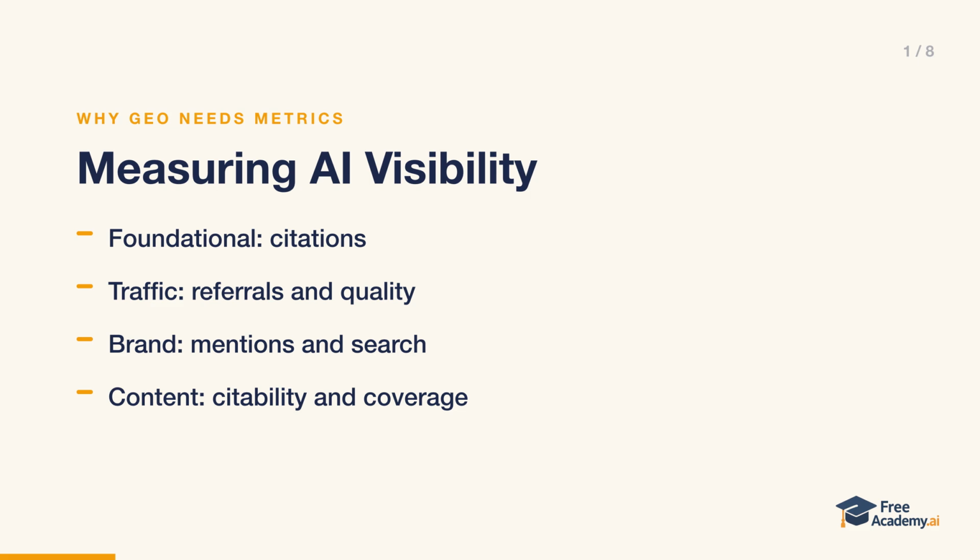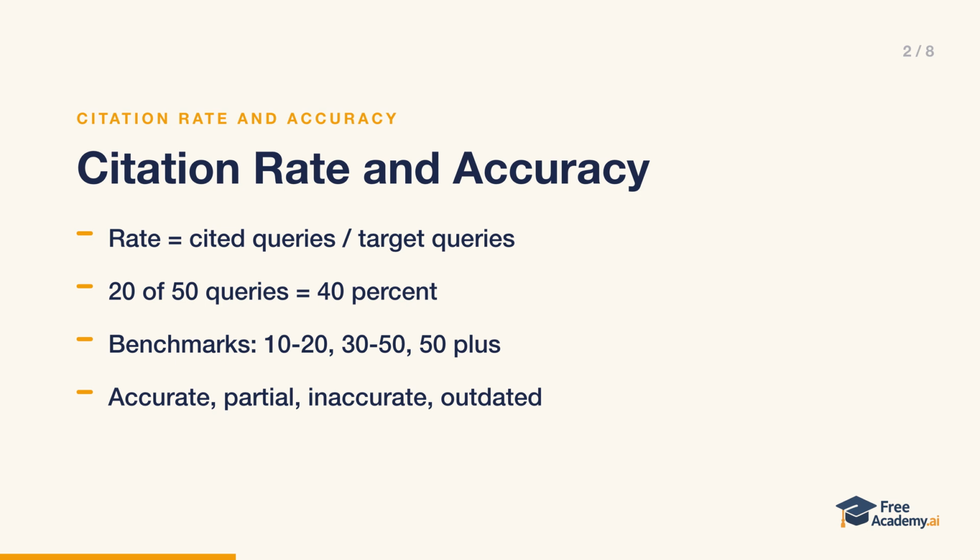Foundational metrics cover citation rate, citation accuracy, share of AI voice, and citation position. Traffic metrics cover AI referral traffic, AI traffic quality, and citation to click rate. Brand metrics cover AI brand mentions and brand search correlation. Content metrics cover citability score, citation coverage, and topic citation depth. Then we put them into a tiered KPI framework, set realistic targets, and finish with a reporting template you can reuse.